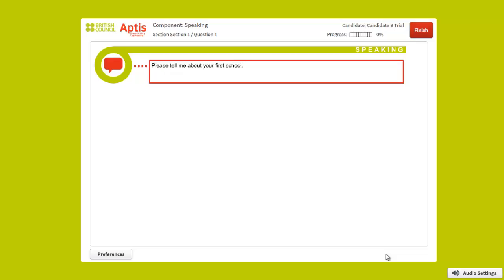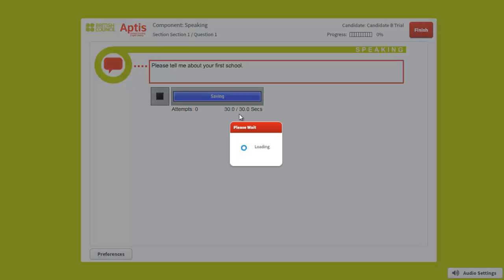Please tell me about your first school. Here you have to speak about the given information. So you have to speak about the first school when you were 6 years old. Speak about it. He gives you a definite time, about 30 seconds, to give all the information in this time. Then we'll finish and save.